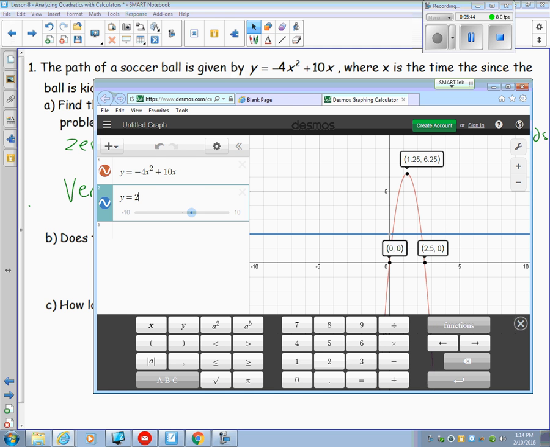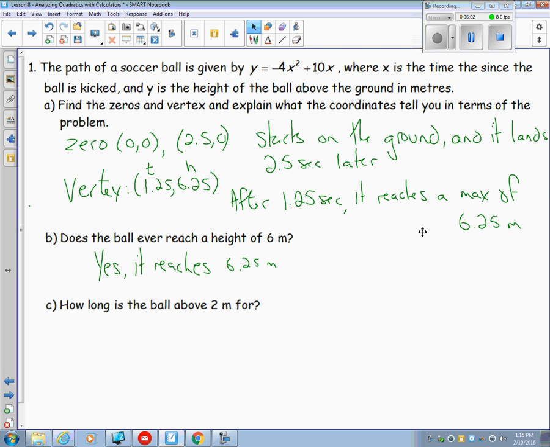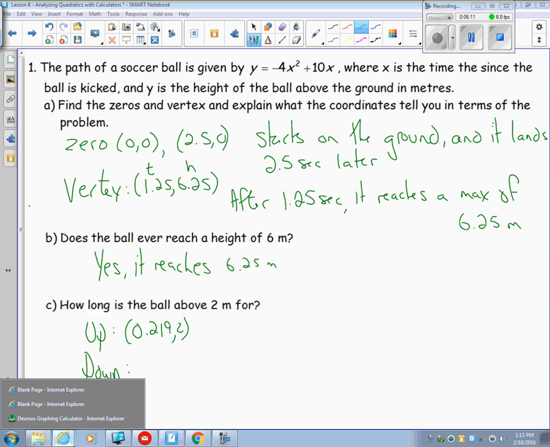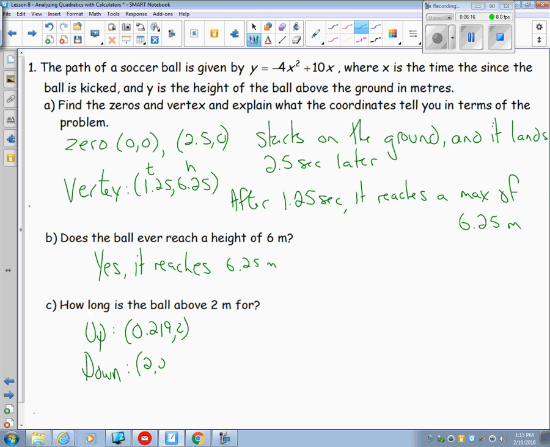There's 2 meters. So my question was, how long is it above 2? And if you notice, there's 2 spots, one right here, another one over here, where I pass 2 meters, one on the way up and one on the way down. I'm going to write down both of those. So 0.219 on the way up, and down, the down one was 2.281, which makes sense, right? It should be going up and going back down, passes 2 meters twice.